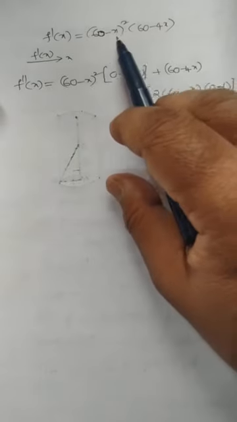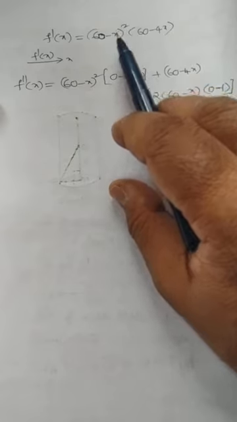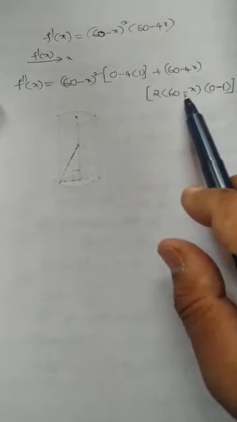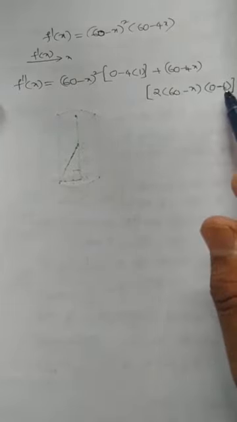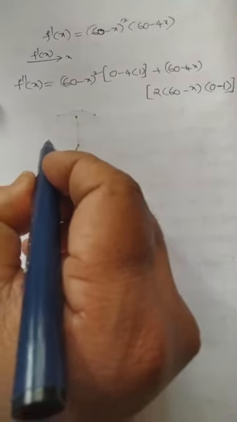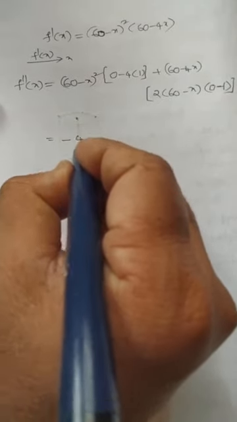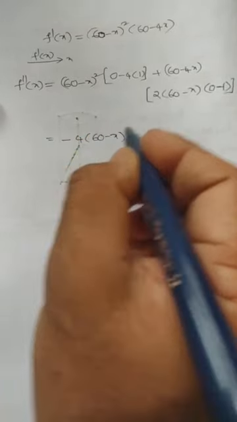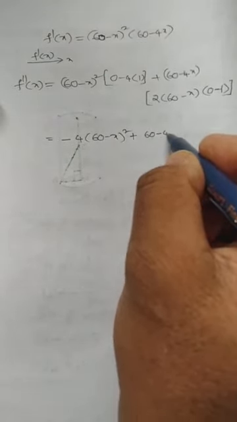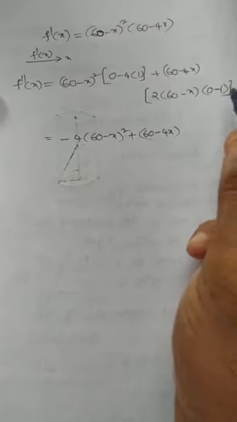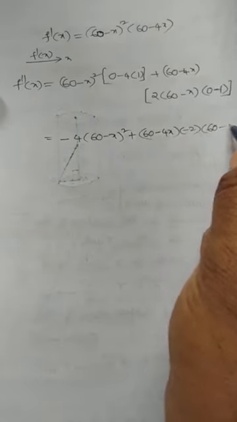We have to differentiate the u term, (60 minus x) whole square. The derivative is 2 into (60 minus x), again we have to differentiate 60 minus x. 60 derivative is 0 and x derivative is 1. So while simplifying it, what we are getting? Minus 4 into (60 minus x) whole square and plus (60 minus 4x) into minus 2 into (60 minus x) you got here.